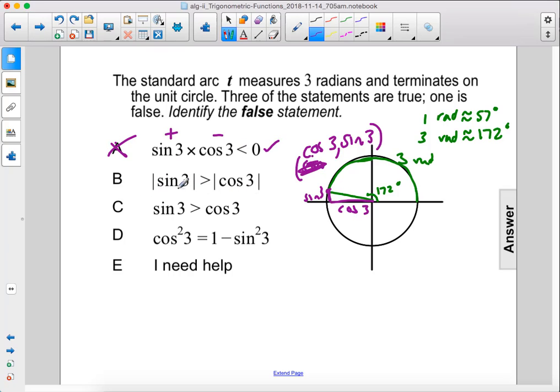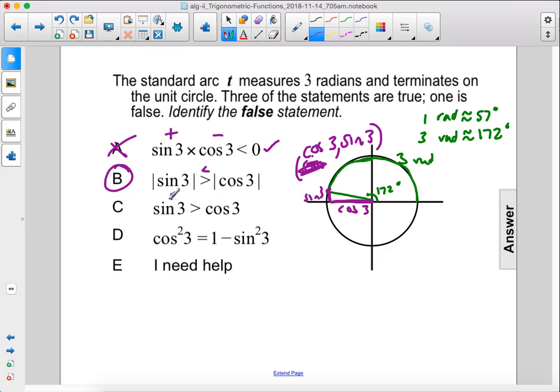Now, the absolute value of sine 3, so this length here, is smaller than this length here. Cosine 3 is negative. However, in absolute values, cosine 3 is going to be greater than sine 3 since this line is much longer. So this is the answer to our problem. This line is much shorter than this line. Therefore, this is false.